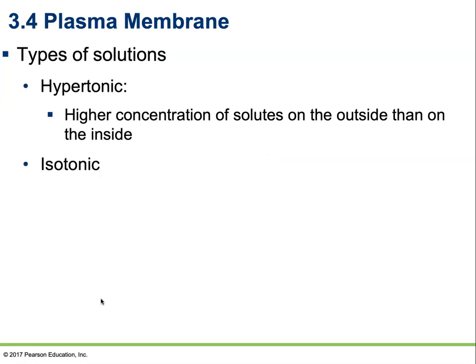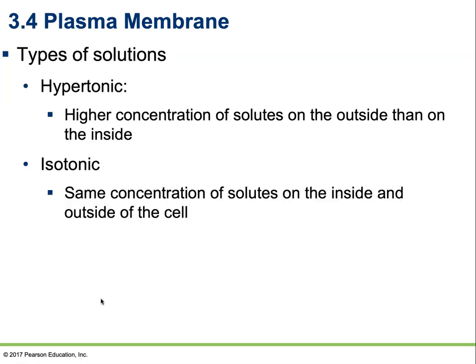Another type of solution would be an isotonic solution. In an isotonic solution, iso meaning same, tonic referring to that strength, there is the same concentration of solutes on the inside as the outside of the cell. In this case, there's going to be no net movement of water. Because the concentrations are the same, water is going to move in at the same rate that it's moving out.